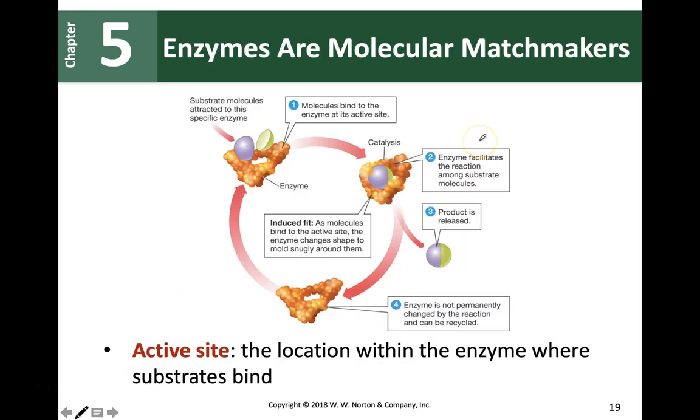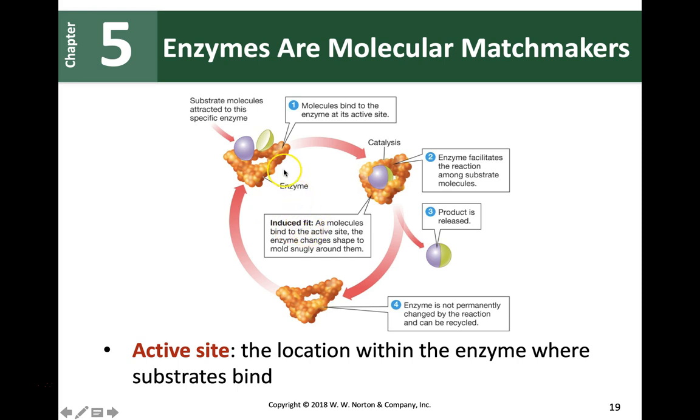Now if we look at this figure more carefully, this is the actual enzyme, and these are the two substrates, A and B. This enzyme is very specific for these two. So these two come and sit on the enzyme, and when that happens, you see the enzyme changes its shape. It's called the induced fit model.